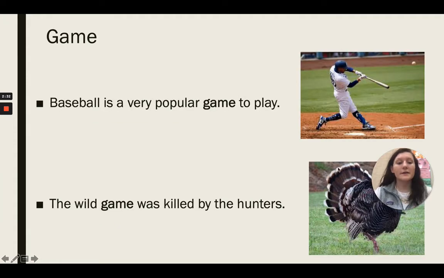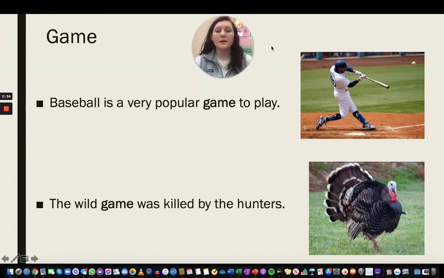All right, our next multiple meaning word is game. Game can mean a sport or a board game or anything like that. An example would be, baseball is a very popular game to play. The other way we can use the word game is when we are talking about wild animals. An example would be, the wild game was killed by the hunters.